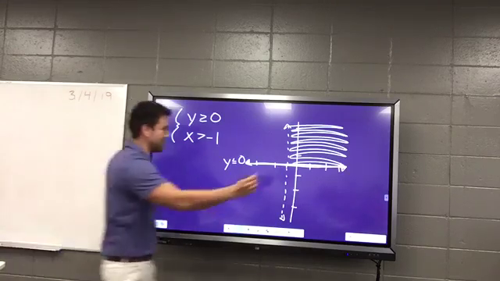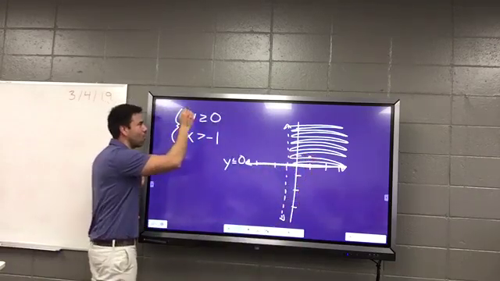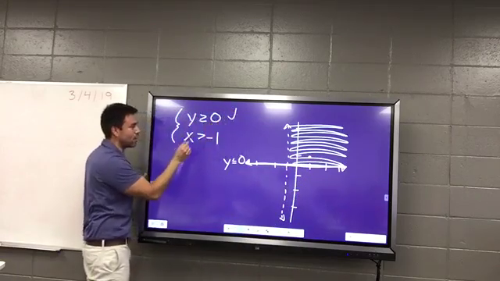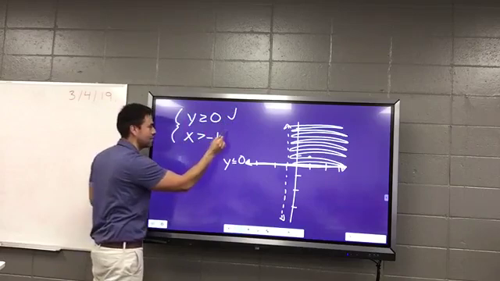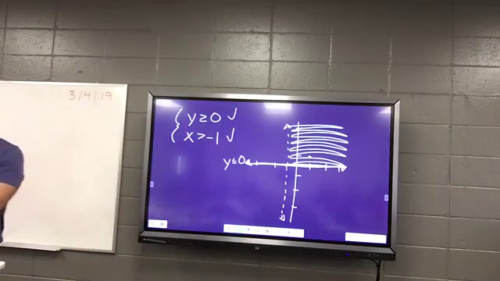1, 1. That would be this point right here. Is 1 greater than or equal to 0? Yes. Is 1 greater than -1? Yes. So it works on both. That's all there is.